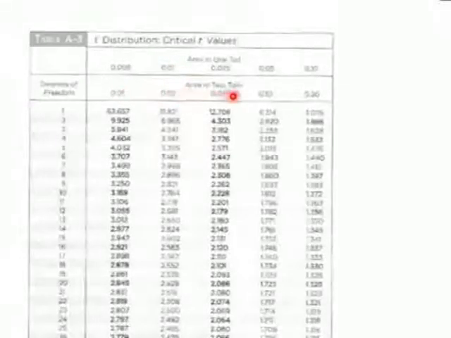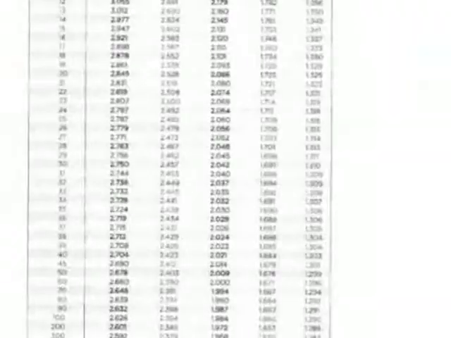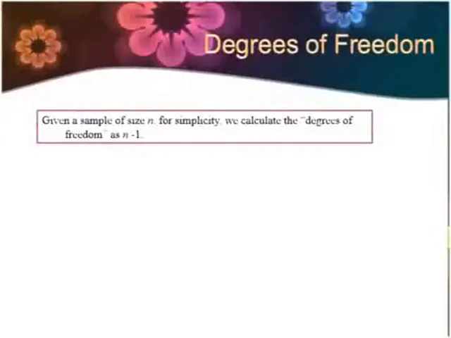So once I've figured out the area in two tails based on my confidence level, that tells me which column to look in for my t-score. Now we'll talk about this degrees of freedom column in a second, but the way to figure out where you are in that column is to calculate the degrees of freedom for your sample, and that'll tell you your t-score. Okay, let's look at some examples. Given a sample size n, for simplicity's sake, we calculate the degrees of freedom to be n minus 1.